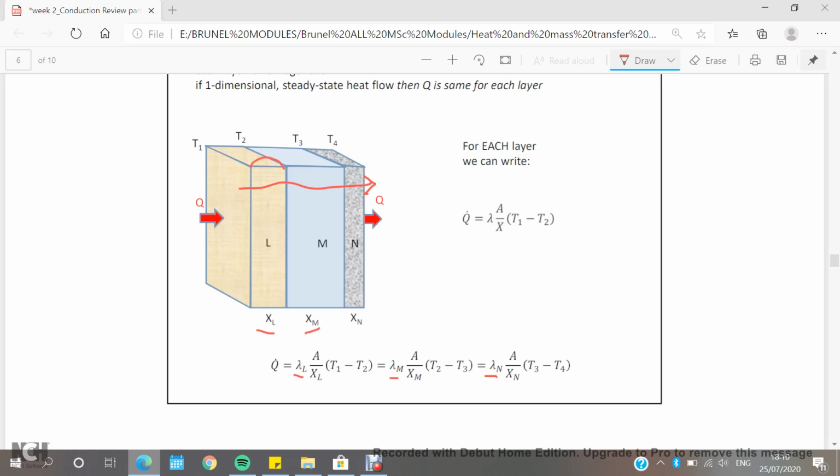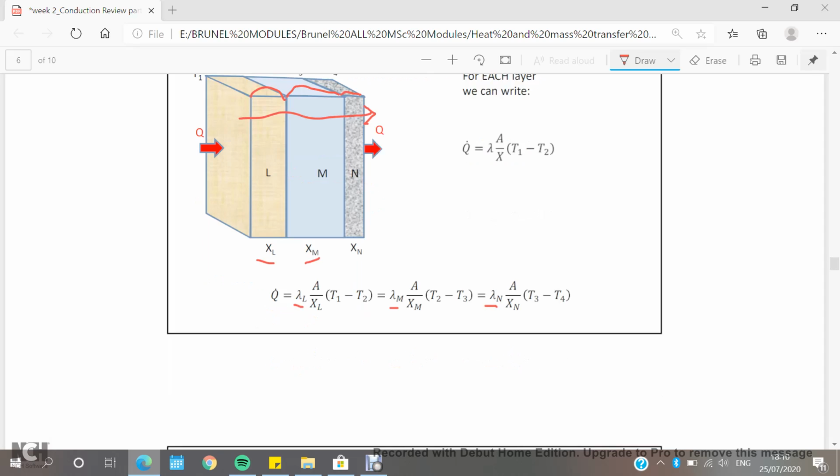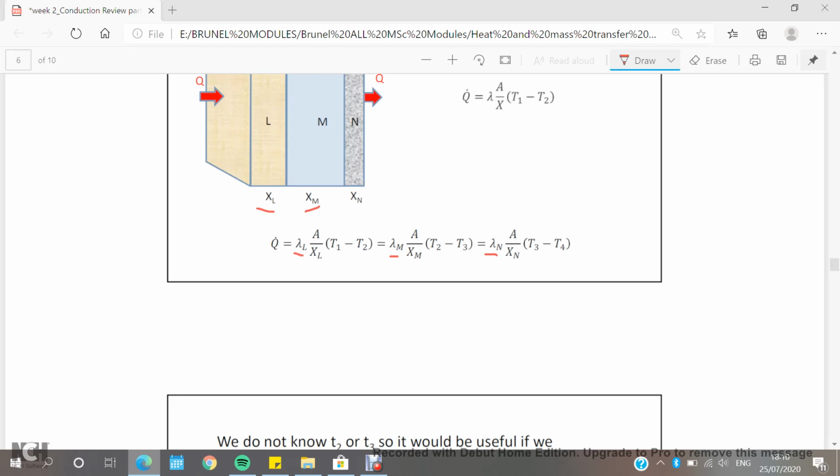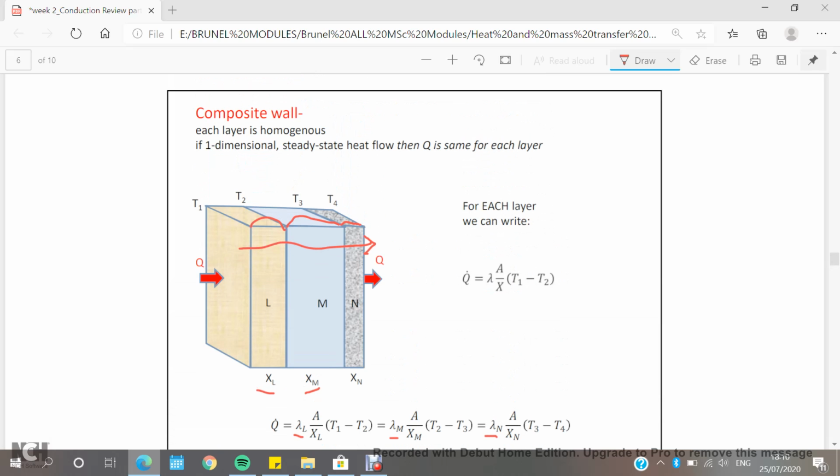For example, the heat transfer rate going through this first layer will be the same in the second layer, and it will be the same in the third layer. Why? Because I assumed that there is no heat rejected from this block or this element to the surroundings. Okay, it's a well isolated system. Perfect. So this is what we have written here. Q, which is the heat transfer rate, is equal to the first layer's thermal conductivity times A divided by XL times the temperature difference along this first layer.